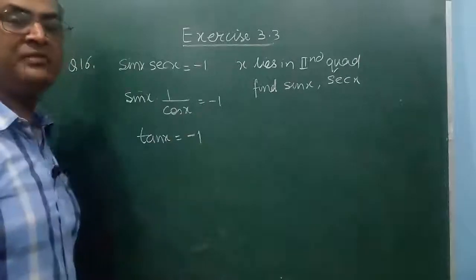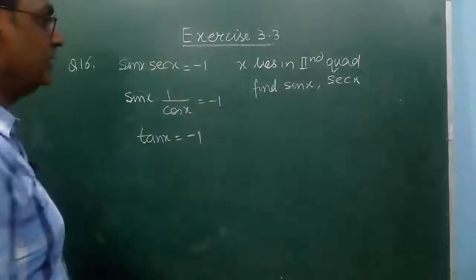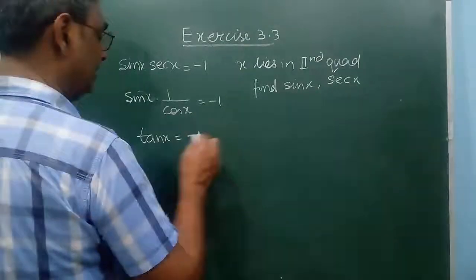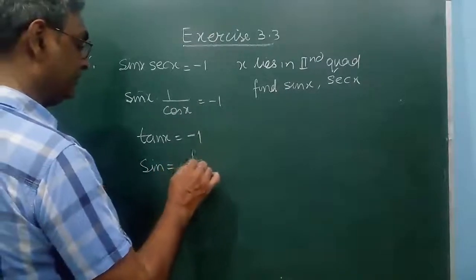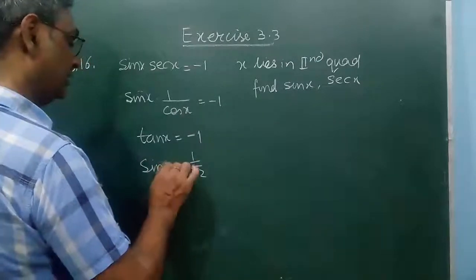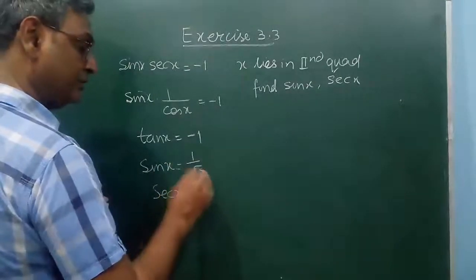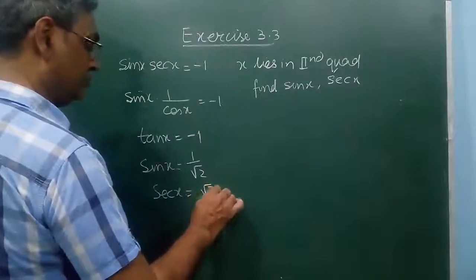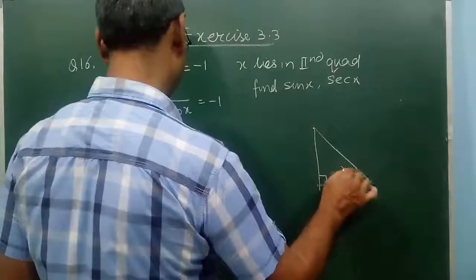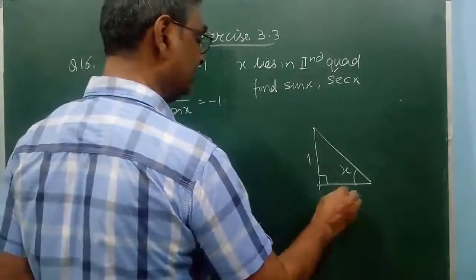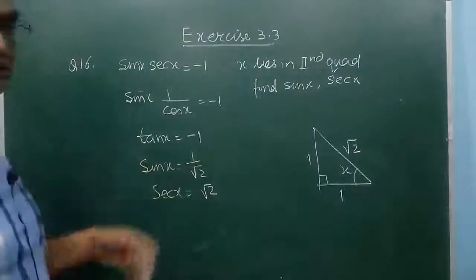Tan is 1 at which angle? Tan is 1 at an angle of 45 degrees. So for sin x, what is sin 45? Sin 45 is 1 upon root 2. And what is sec 45? Cos 45 is also 1 upon root 2, so sec 45 will be root 2. Or you can make one triangle here with x, where this is 1, this is 1, so the hypotenuse is root 2. You can put the values from the triangle.